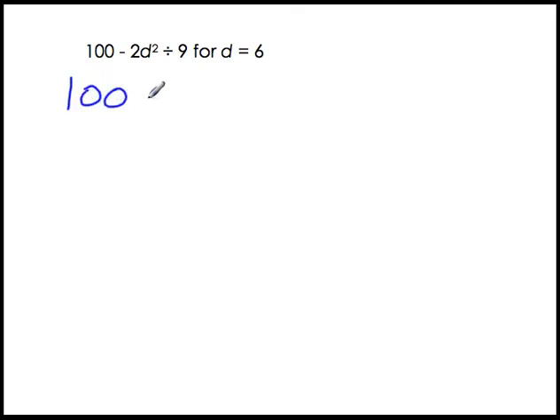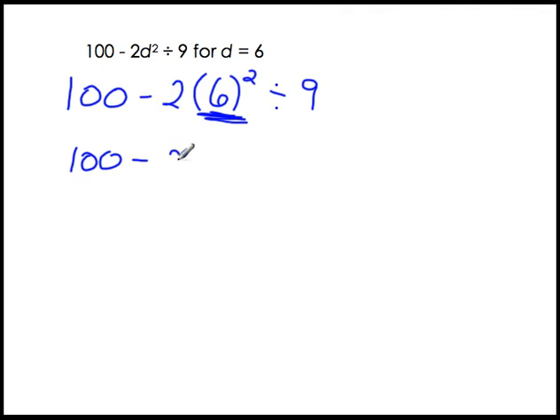100 minus 2 times D is 6. So I'm going to replace the D with the 6. Notice I put parentheses around it because it's multiplication, 2 times the 6. And then remember, we still need to bring down the squared divided by 9. So that's how we'd start to write that, okay? There's nothing to do inside parentheses, so the next thing we would need to do is this exponent. Okay, so 100 minus 2 just drops down. 6 squared is 36. So it's going to be times 36 divided by 9.